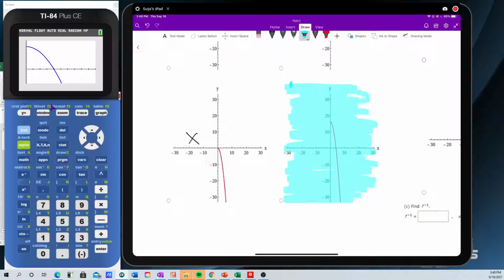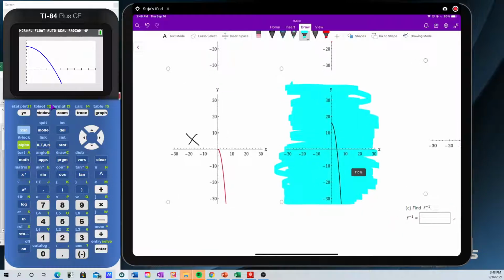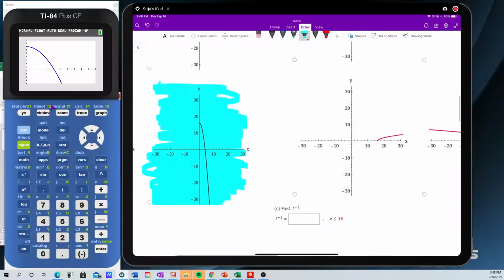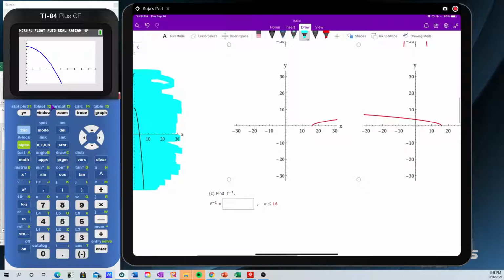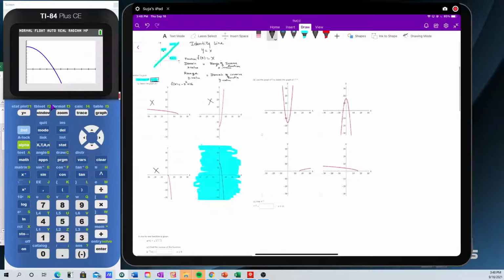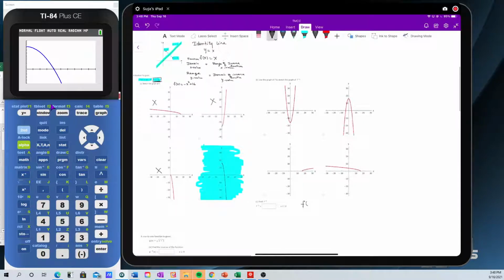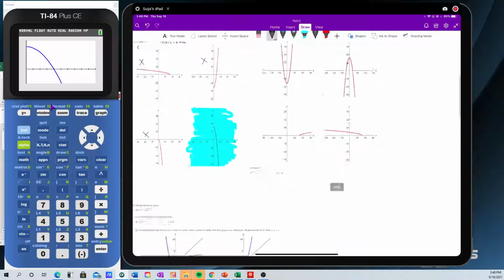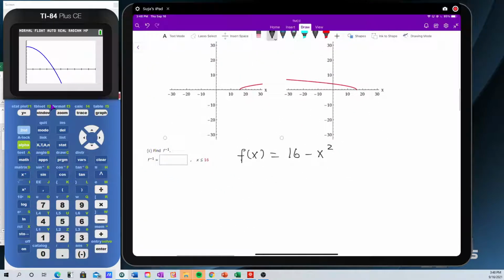Now the second part of the question is I need to figure out the inverse function of it. First let me write the function given: f of x equals 16 minus x squared. Because of the restriction, I know that I don't have to worry about the portion on the left. So I need to find the inverse function. Let me write y equals 16 minus x squared.